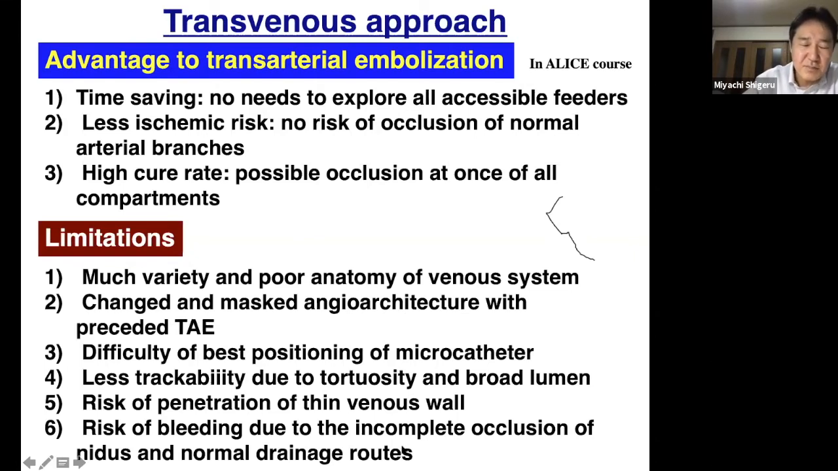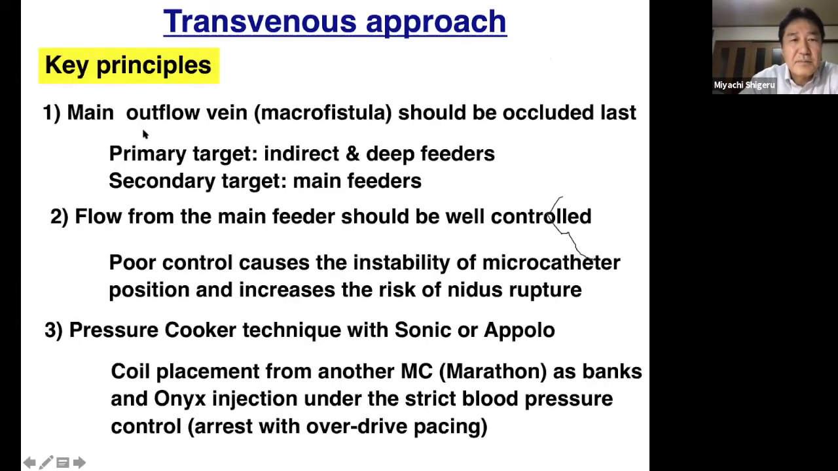If the transvenous embolization is not allowed to stop the insufficiency, complete occlusion is the final goal. If there is very early stopping of the embolization, the nidus will be ruptured. So the key principle for the transvenous approach is that the main outflow vein should be occluded, and the flow from the main feeder should be well controlled.